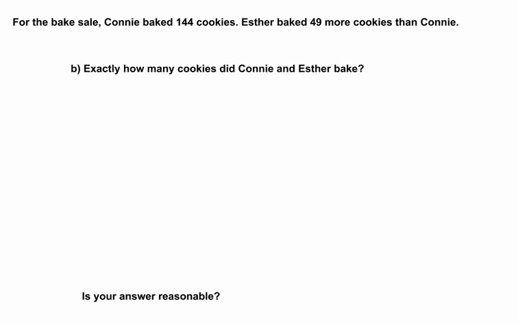Problem B. Using the same text for the bake sale, Connie baked 144 cookies. Esther baked 49 more cookies than Connie. The question is exactly how many cookies did Connie and Esther bake? There are two ways to model this visually. You could use a tape diagram where both parts are given and you have to find the whole, or a table. I will demonstrate both.